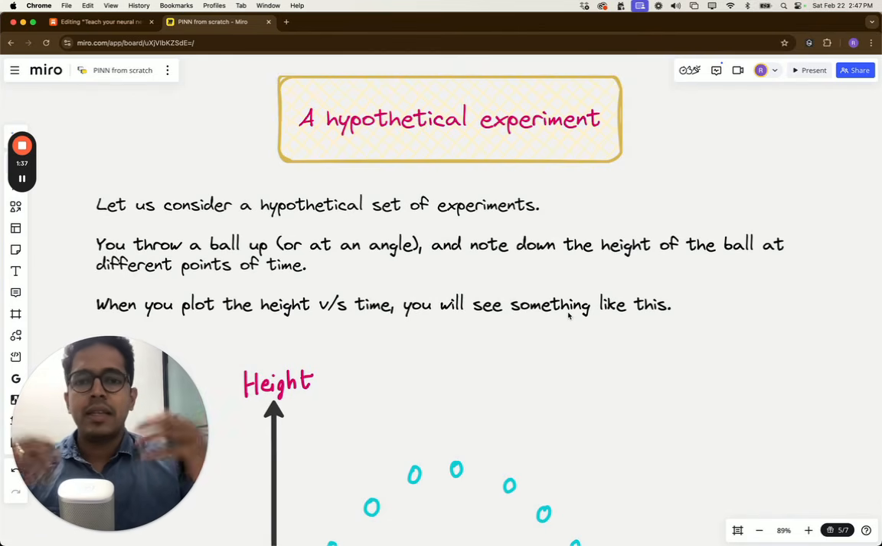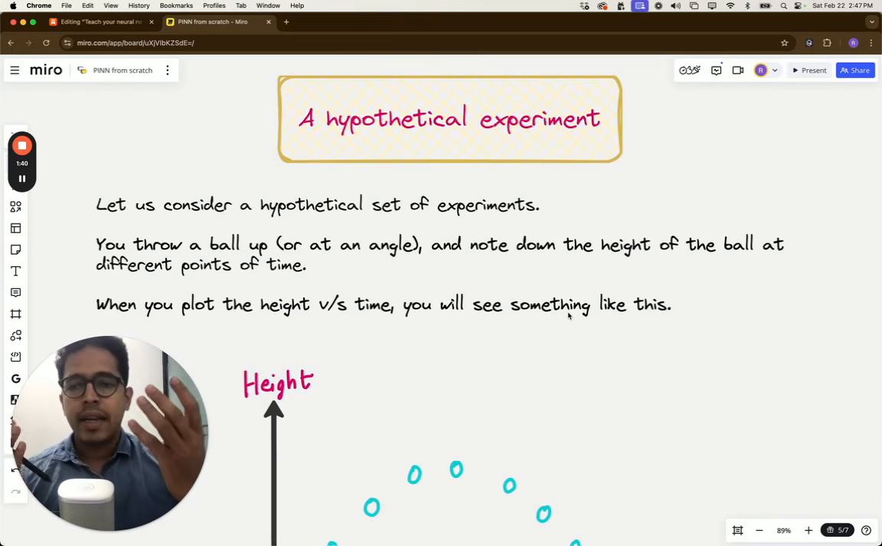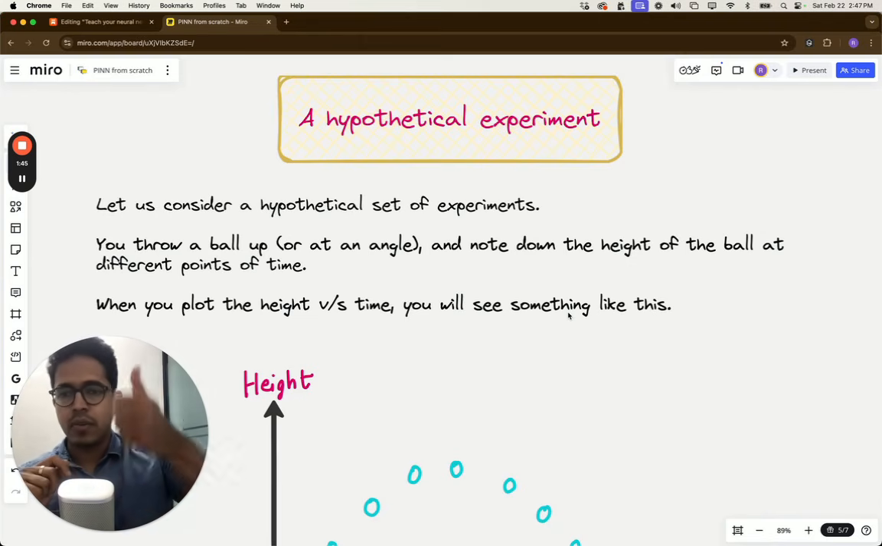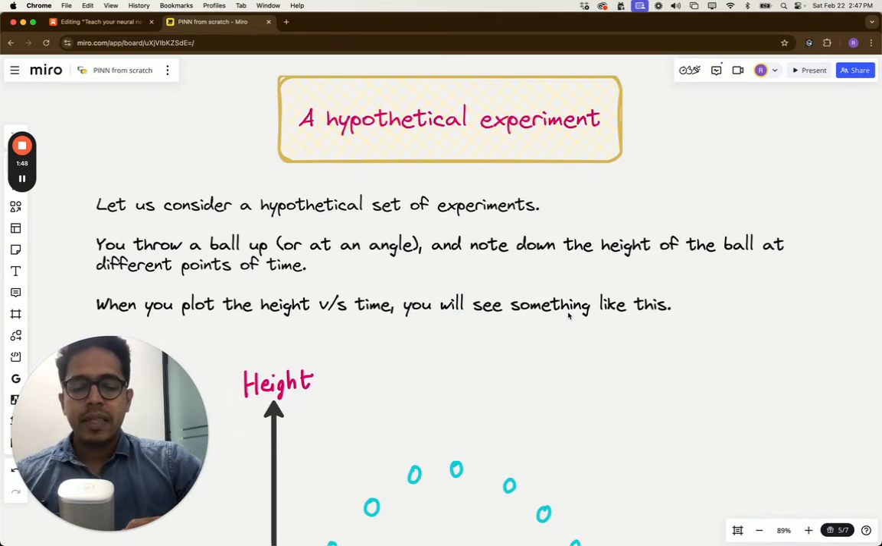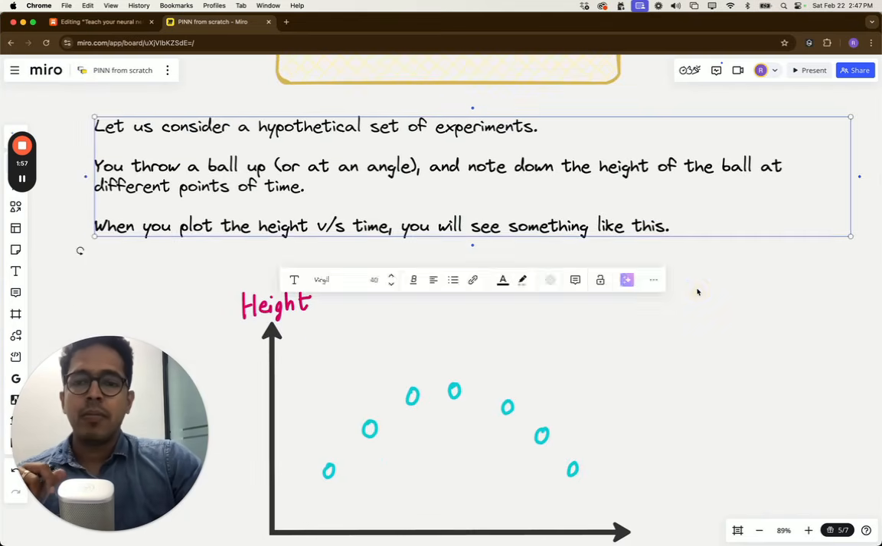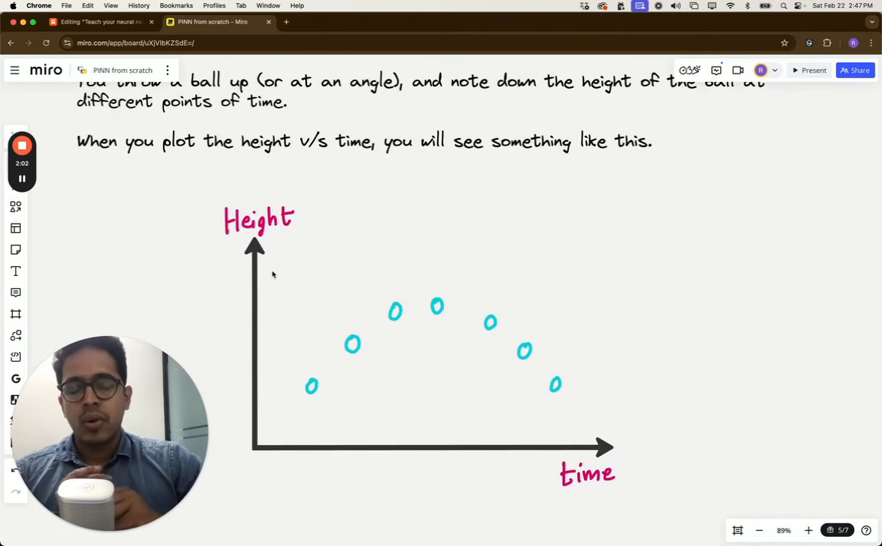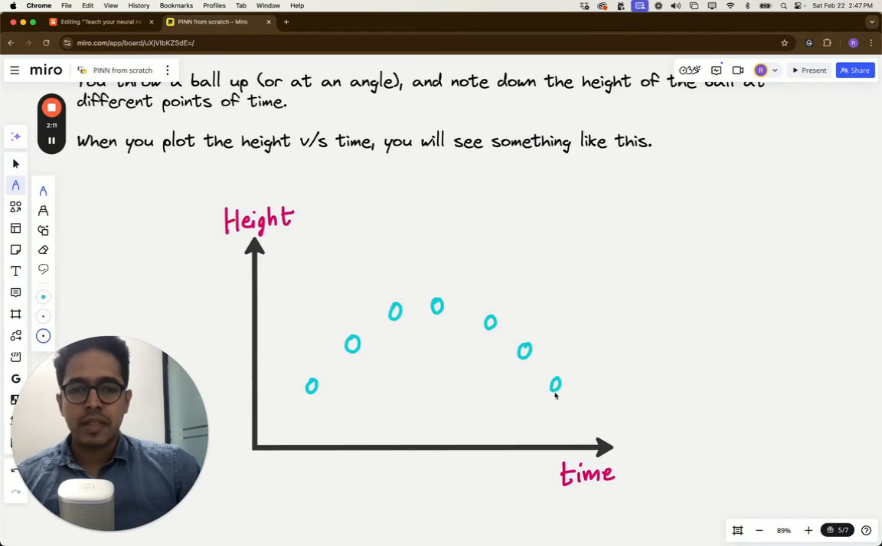For this, we will imagine a hypothetical experiment. Let's say you are conducting an experiment by throwing a ball. The ball is thrown either at an angle, or it can be also thrown right vertically up and it can come down. But basically what you're doing in the experiment is you are measuring the height of the ball at different points of time. And when you take your measurements and plot the height which you measured as a function of time, you might end up with a graph which could look like this. Its shape can be somewhat like a parabola. So here, this graph shows that you have done a total of 1, 2, 3, 4, 5, 6, 7 experiments, and you have measured the height of the ball at 7 discrete time points.